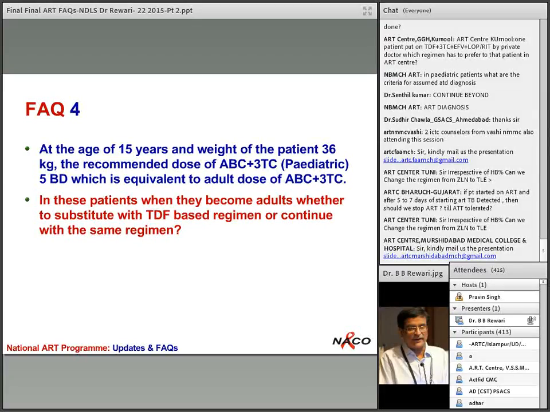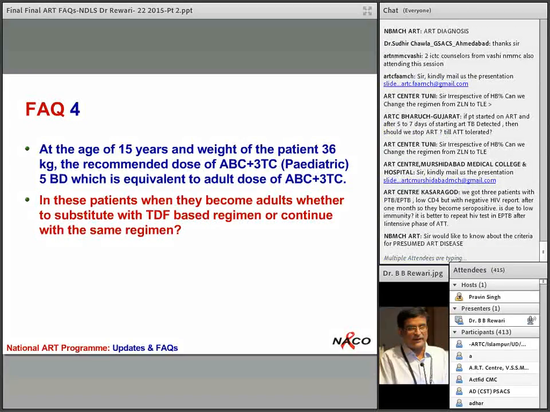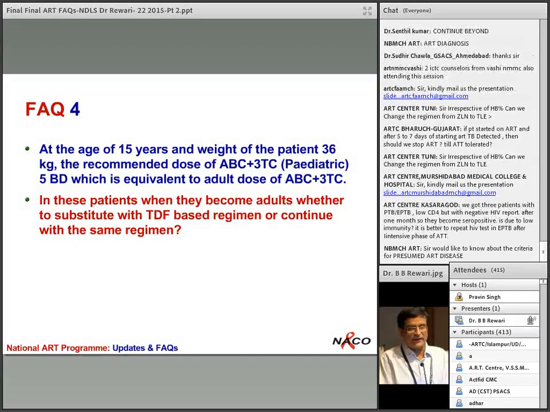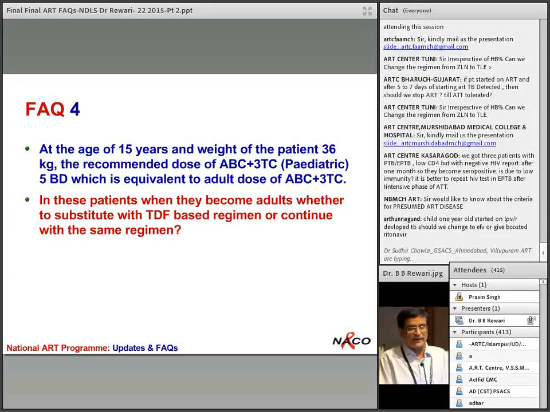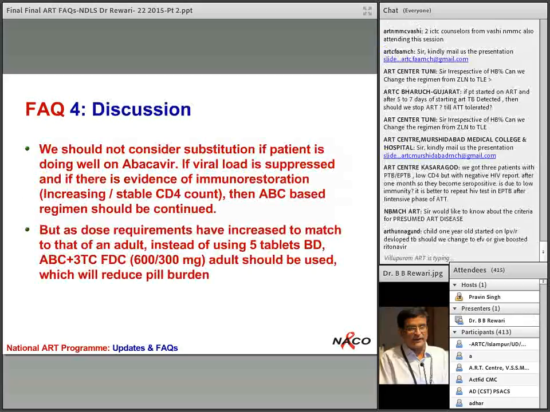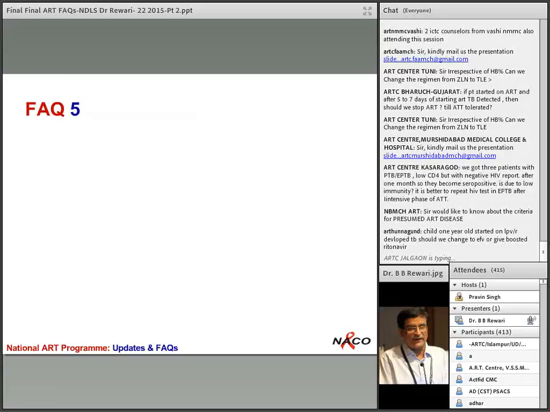Now this query: at the age of 15 years, the patient's weight is 36 kg. Do we shift him to an adult dose? Yes, if they have a weight of 36 kgs, we can shift them to adult abacavir 3TC, which is now available in plenty, and this will reduce the pill burden.